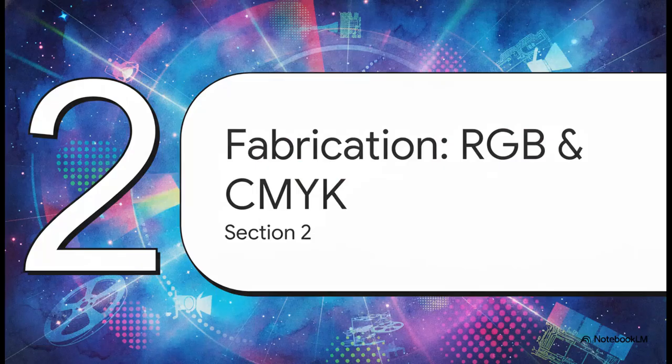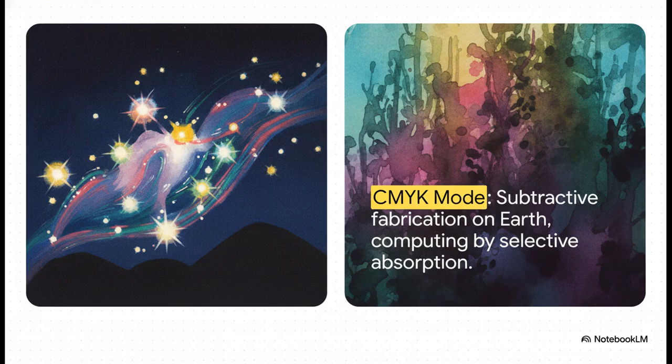Moving right along to Section 2, Fabrication, RGBV and CMYK modes. So how does reality actually print or fabricate the matter we interact with every day? Well, the source material reveals two really distinct frameworks here, and this brilliantly illustrates the divide. First, we have the RGBV mode. This is an additive process used in high-energy vacuum environments, like deep space, literally building coherence from a black ground state.